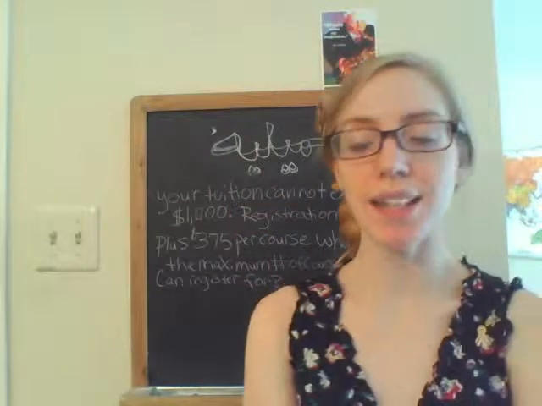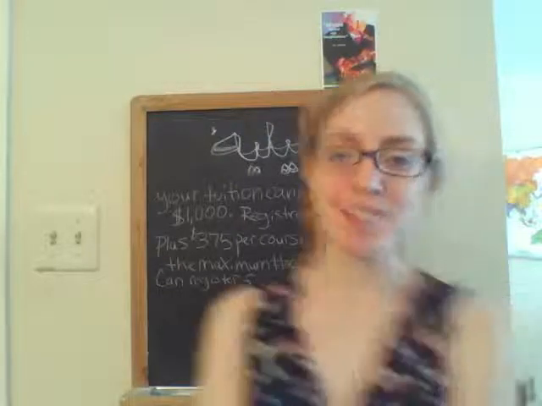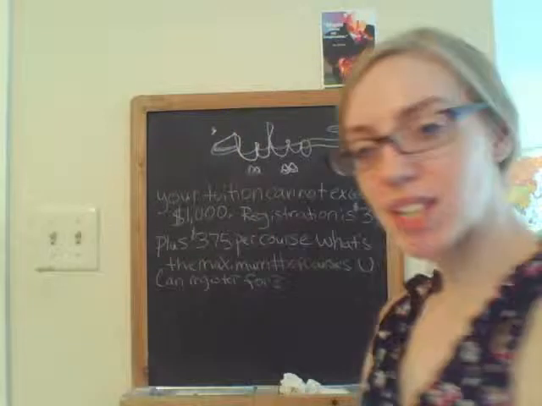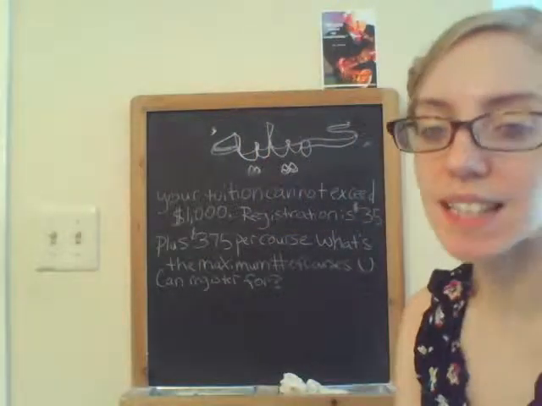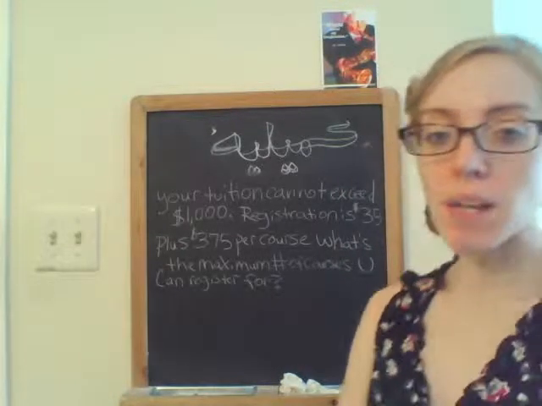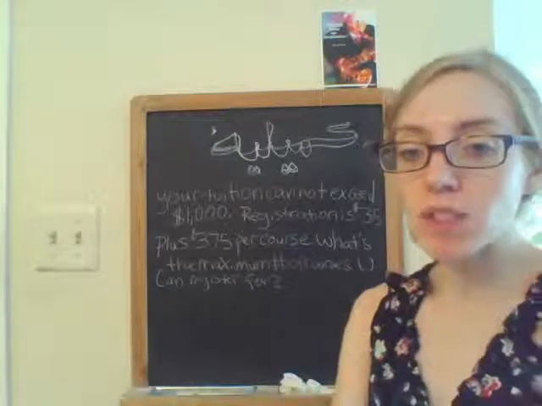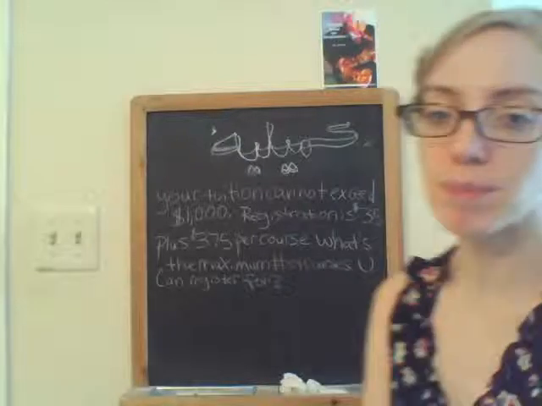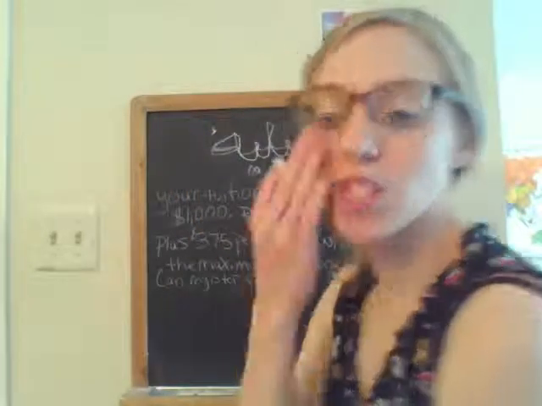And this one's pretty good because I am paying for my own college tuition. I didn't get any grant money, so thanks. I do have to budget, and so your college tuition cannot exceed $1,000. Registration is $35 plus $375 per course. What's the maximum number of courses you can register for? So, your tuition. Now, that's not including our book budget, mind you. We're just budgeting out just for the tuition here.